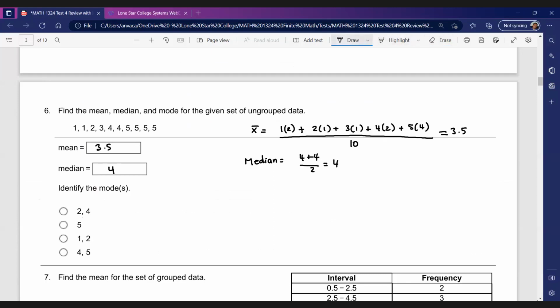To find the mode or the modes, we need to look for the data item that is repeated the most. And in this case, I think it's quite obvious that the number 5 is the data item that is repeated the most. So mode is equal to 5.